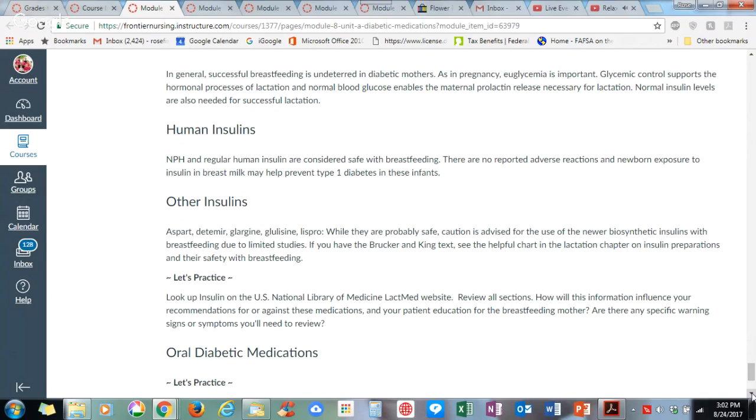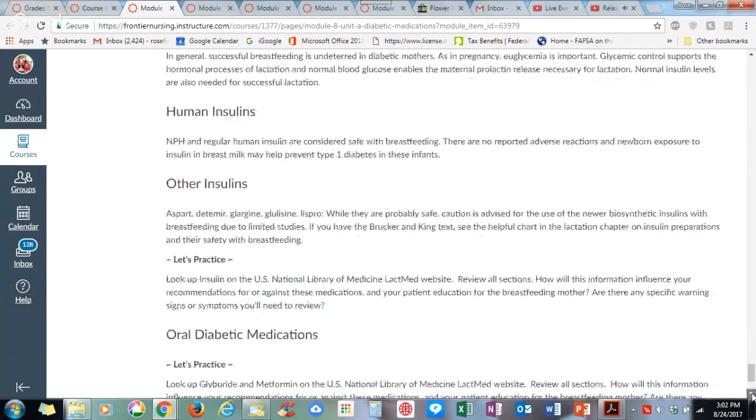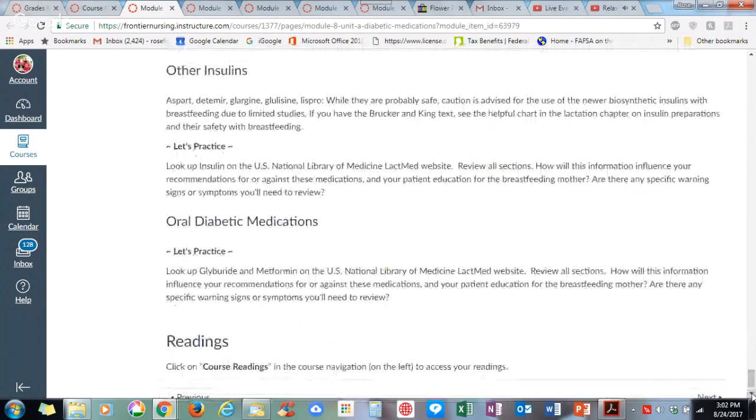Other insulins: aspart, detemir, glargine, glulisine, lispro. While they are probably safe, caution is advised for the use of the newer biosynthetic insulins with breastfeeding due to limited studies. If you have the Brucker and King text, see the helpful chart in the lactation chapter on insulin preparations and their safety with breastfeeding.